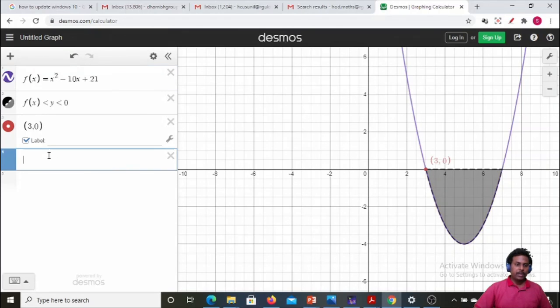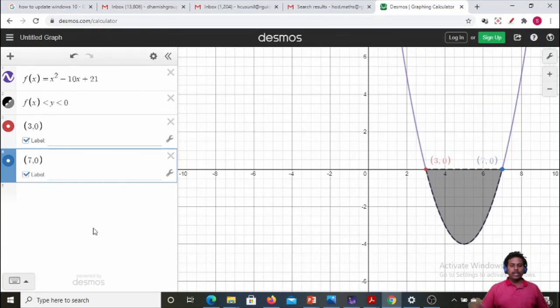This point is 7 comma 0. So this point also I am typing it here. I can label it actually. Okay, so this is how one can sketch an inequality.